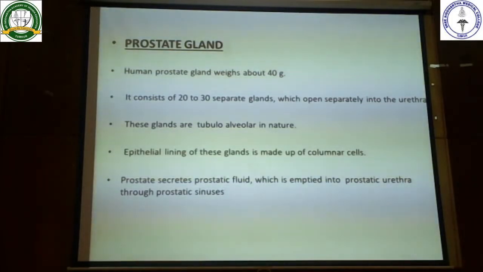Coming to the last accessory gland of today's class, that is the prostate gland. So the prostate gland is present only in males.